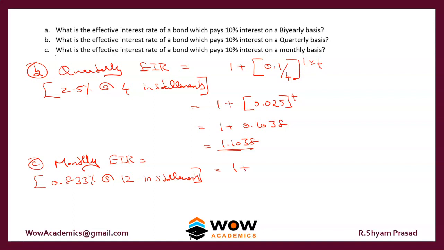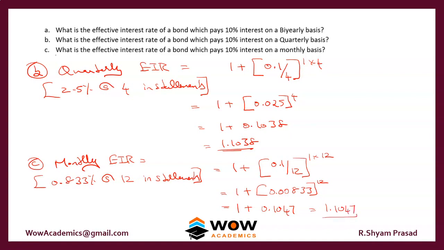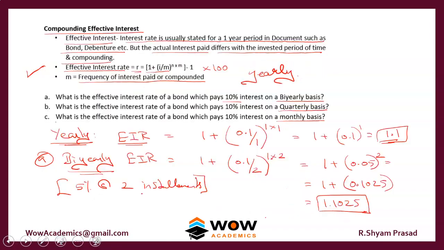We'll do it again. So again the formula is 1 plus, see the interest is 0.1 divided by 12 months, every month we are going to get an interest. So it works like this, 1 plus, so we'll get an answer like this, 0.1047. So the answer will be 1.1047. So our total answer is 1.1047.